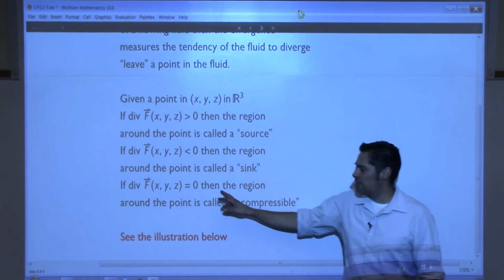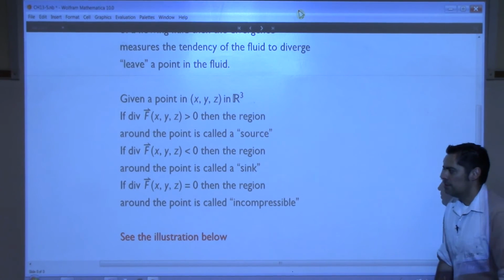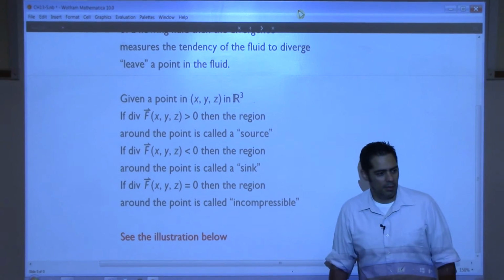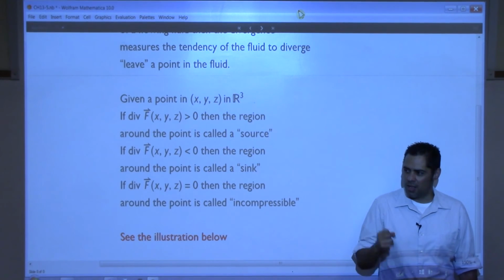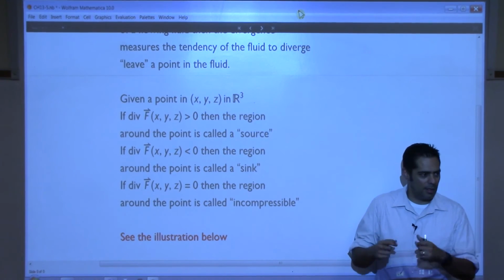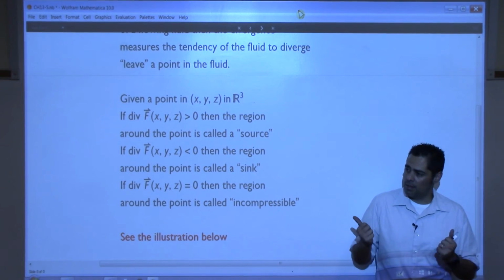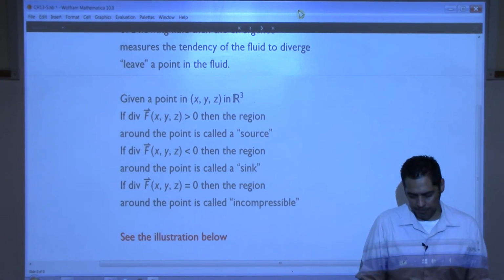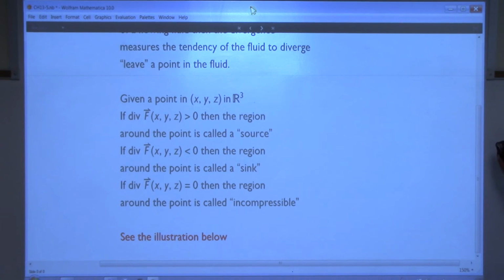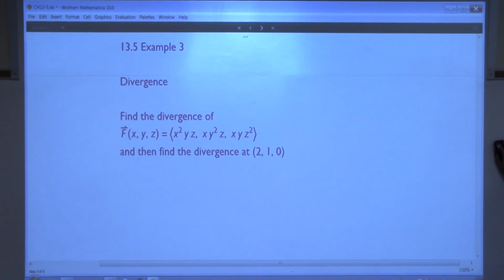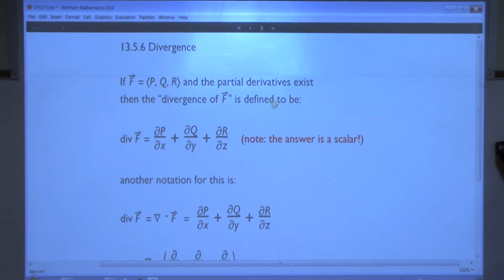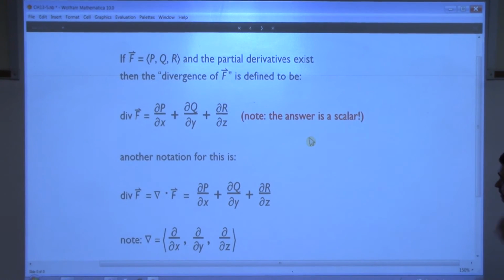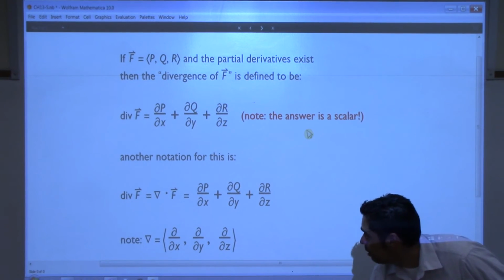And anytime your div is 0, it's called incompressible. The idea is that, like a solid block, nothing wants to go in, nothing wants to go out. There's equal going in as there is going out, so it's just kind of static. Incompressible. Now the computation of div is much easier than the computation of curl. So easy, in fact, that I can just do one example and we can move on.